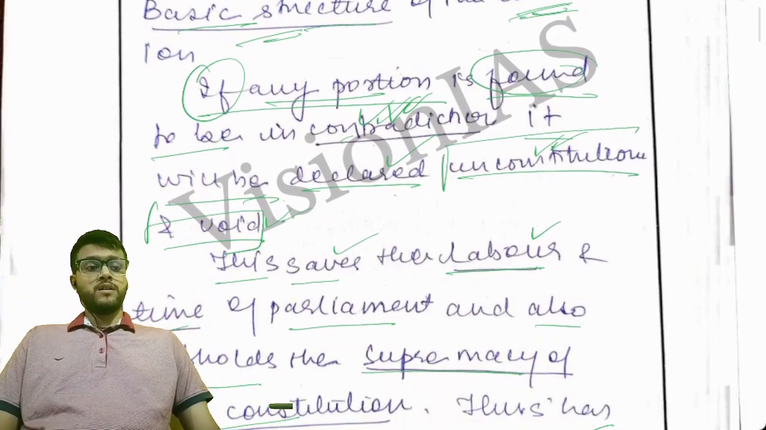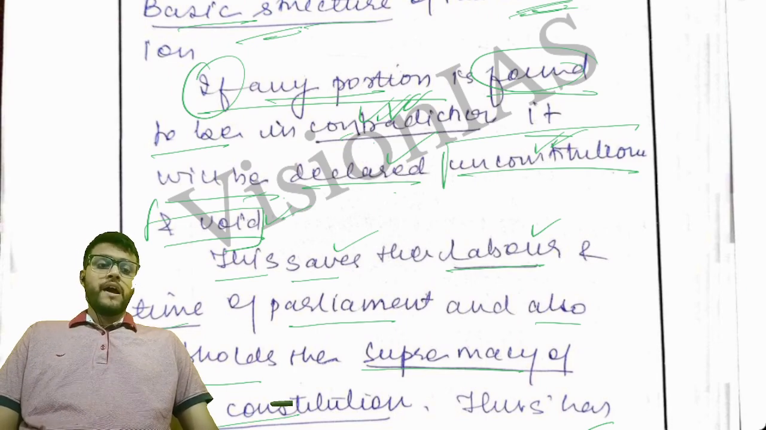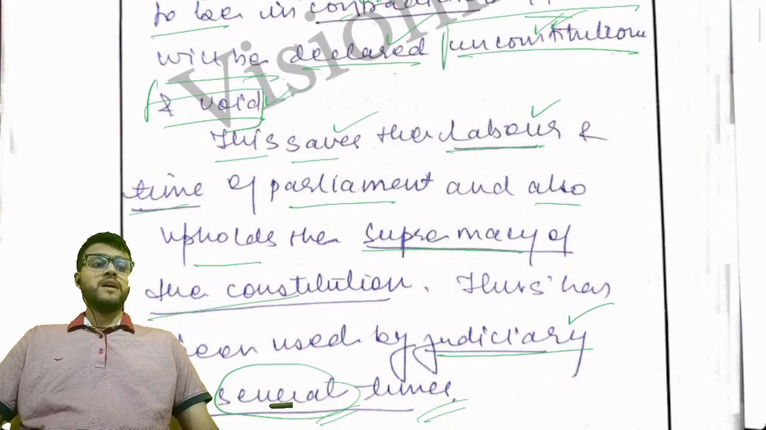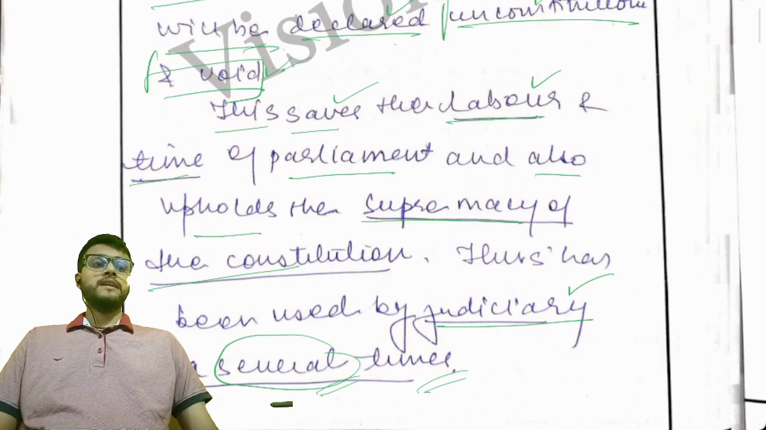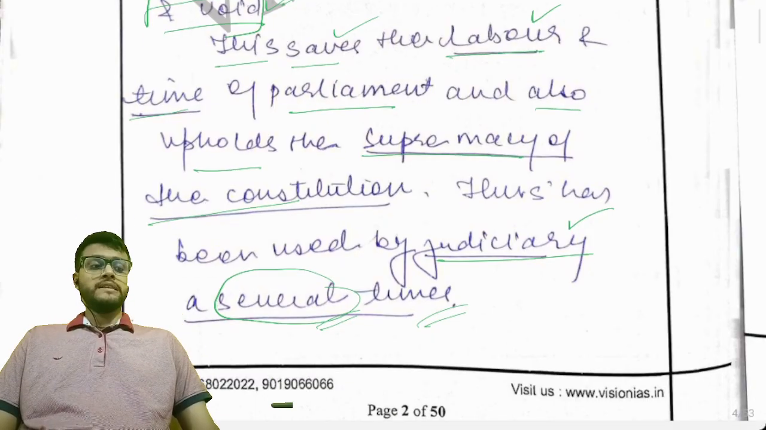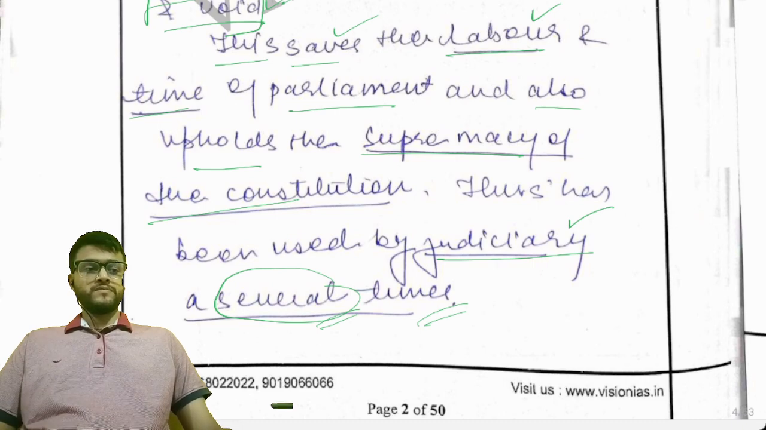If any portion is found to be contradictory, it will be declared unconstitutional and void, and this saves the labor and time of the Parliament and also upholds the supremacy of the Constitution. This has been used by the judiciary as a time saver.